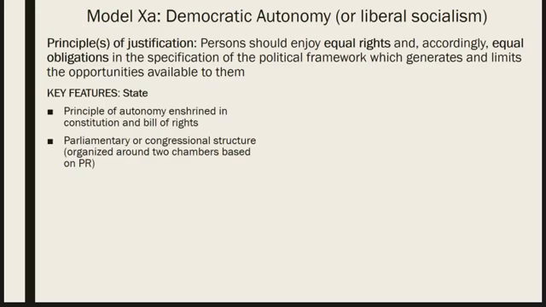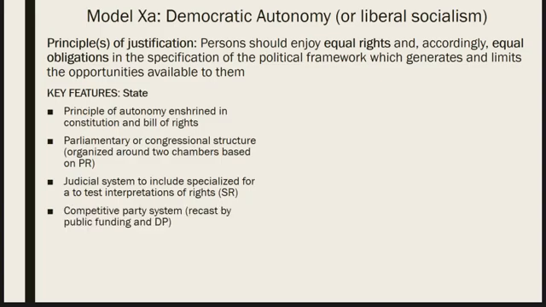Some of this is connected to things like the parliamentary or congressional structure that might be organized around two chambers based on proportional representation. That's what the PR stands for, and so on. There would also be judicial systems that might include specialized representation for a test of the interpretation of rights. I think there's a typo in there. But you can see it in the textbook, this model of democracy.